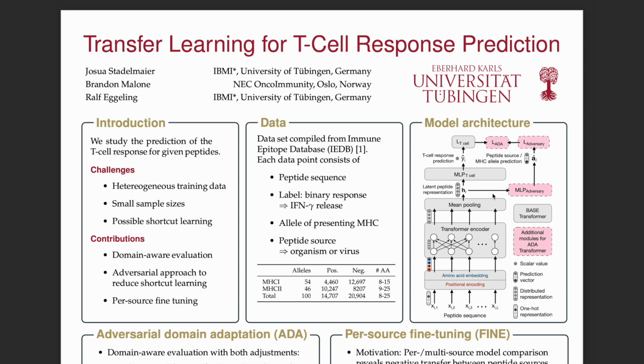The boxes with the red background show the components of our adversarial domain adaptation approach, called ADA Transformer. Here, the latent peptide representation is fed into another multi-layer perceptron, called adversary, which is trained to predict the source of the peptide. The ADA Transformer is trained with the objective L-ADA, which not only includes the minimization of the T-cell response loss, but also the maximization of the adversary loss. This encourages peptide source independent T-cell response predictions.